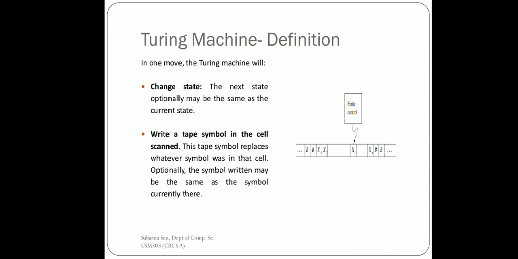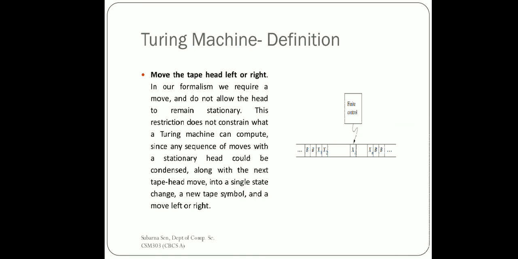Okay, write a tape symbol in the cell scanned. I already told you that scanning and writing is a special criterion of the Turing machine. This tape symbol replaces whatever symbol was in that cell, and optionally the symbol written may be the same as the symbol currently there. There are many algorithms where the replacement is like this: whatever the previous symbol was, it writes that symbol only. According to requirement, it may write the same symbol, it may write a different symbol, or it may not perform any write operation at all. Everything depends on whatever algorithm we are approaching.